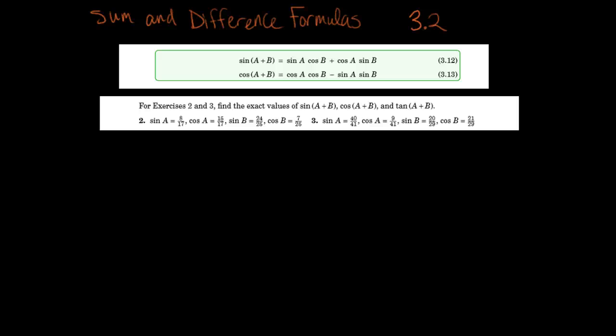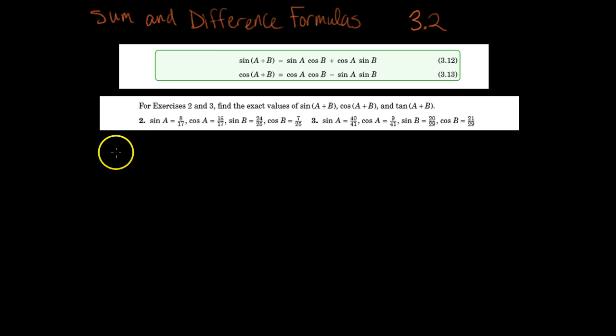Hey everybody, we're moving into 3.2, sum and difference formulas. I know that 3.1 is rather difficult, and I think those identities are more challenging to prove than the identities that you'll have to prove in 3.2. So hang in there. So I'm going to just do number two.